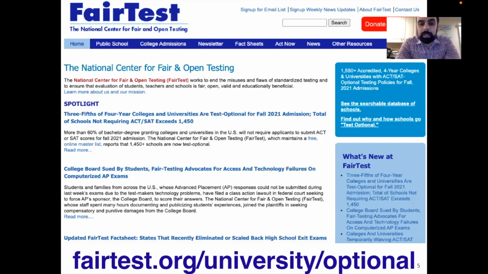Now, the benefit of this is if your student doesn't test well, or your students are looking for additional schools to apply to as a senior, very simple. On this website, they have a list of over 1,500 colleges and universities that are SAT, ACT optional, which means they don't care if you send the test scores in for admissions consideration.